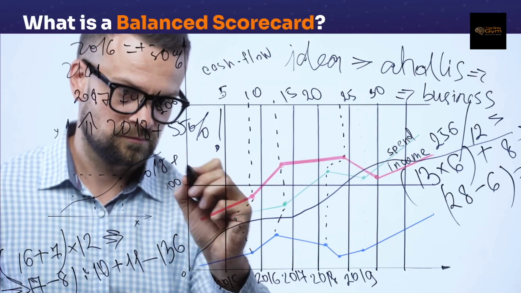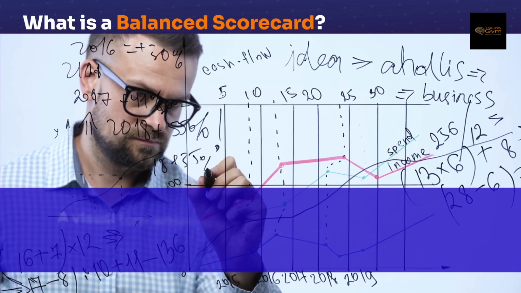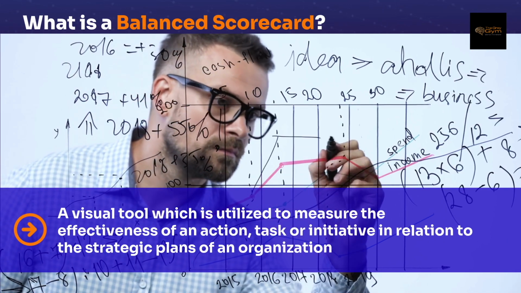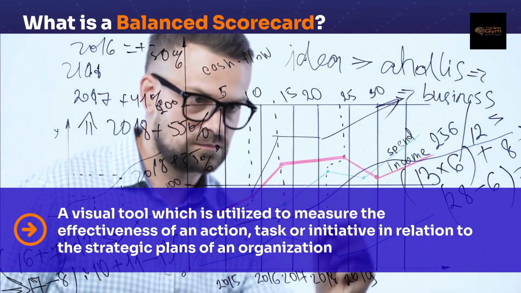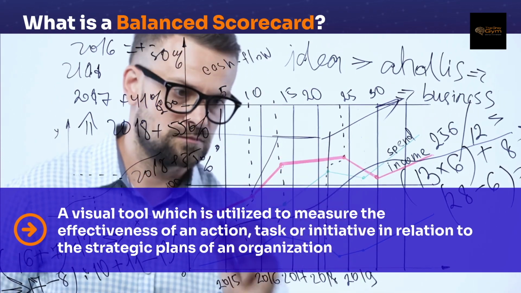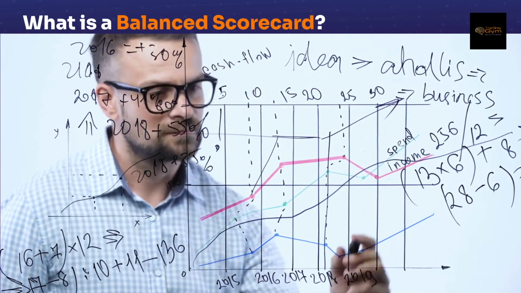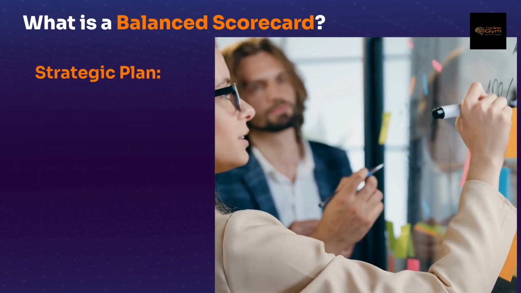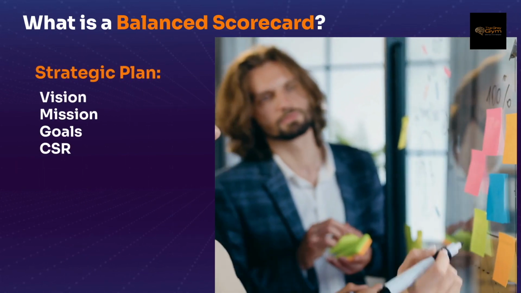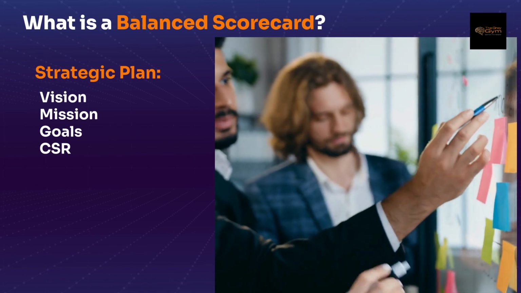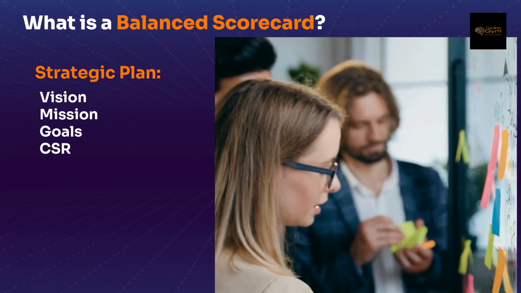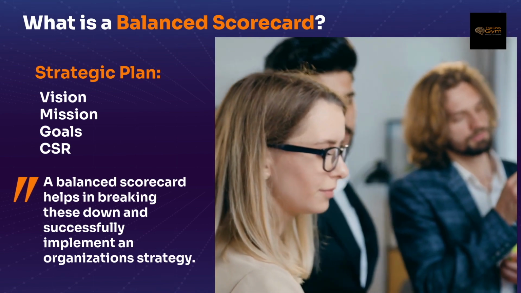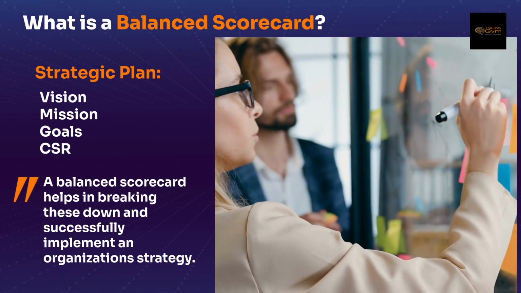The simplest way to describe a balanced scorecard is as a visual tool which is utilized to measure the effectiveness of an action, task, or initiative in relation to the strategic plans of an organization. Now, all organizations, if not most organizations, have a strategic plan in place, which consists of their vision, mission, goals, CSR, etc. Right? A balanced scorecard helps in breaking these down and successfully implementing an organization's strategy.